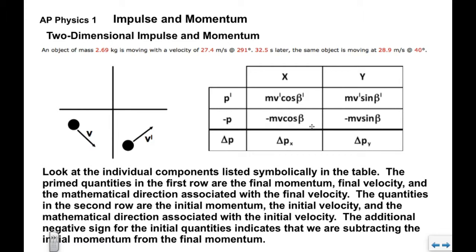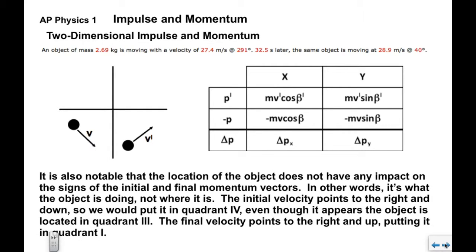Once we put the components in here and here, subtract them, we get the x and y components of delta p. Okay, it's also worth noting when we look at this image, the location of the object does not have any impact on the signs of the components of the initial and final momentum. In other words, it's what it's doing and not where it is.